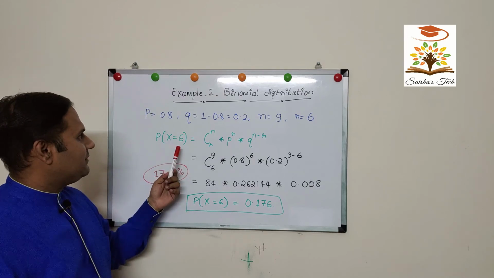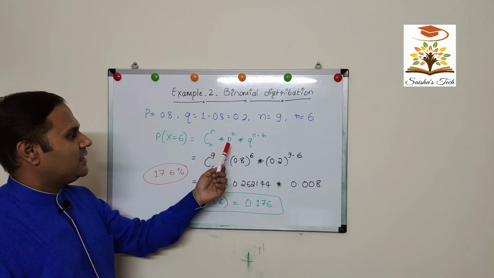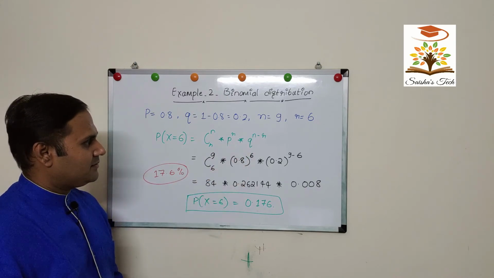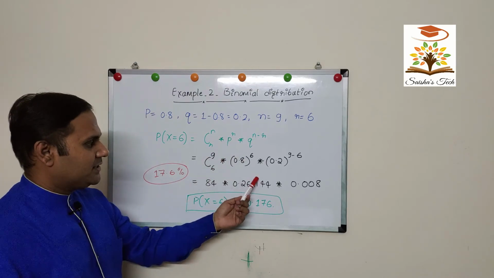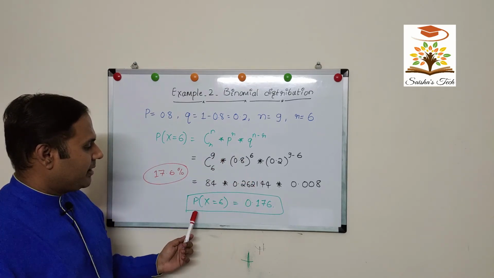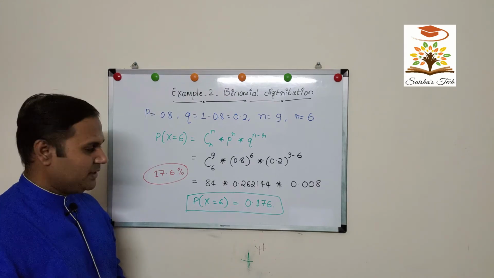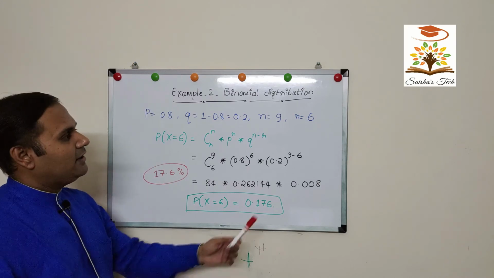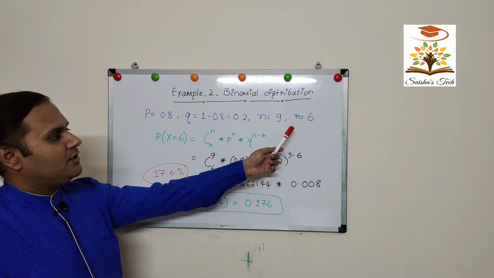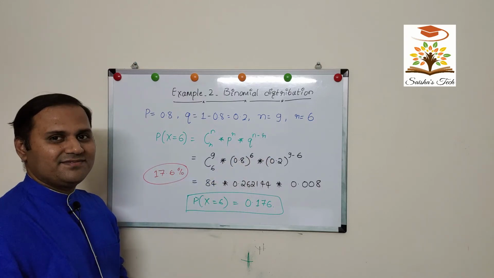The probability density function of the binomial distribution is nCr times p raised to r times q raised to n minus r. Substituting the above values into the equation, we observe the probability density function value as 0.176, which means 17.6% chances we have exactly 6 people as women from the randomly chosen set of 9.